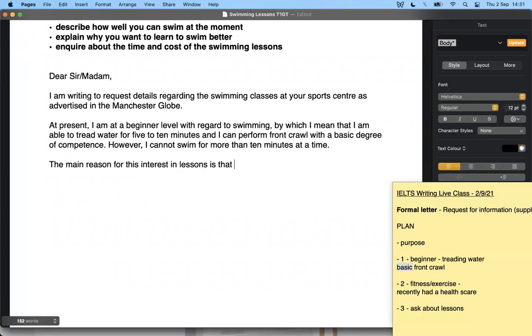What word could we use here? Interest, good. The main reason for this interest in lessons is that, why? Have a look at the content that we've got in the plan. You can always change the order, by the way. You might talk about the health scare first and fitness second, or you could do it the other way around. It depends on how you construct the sentence.